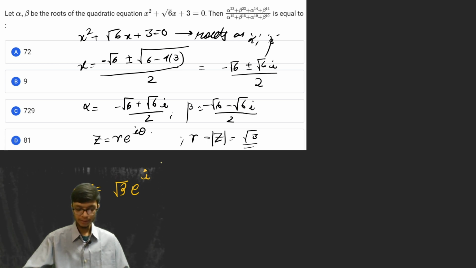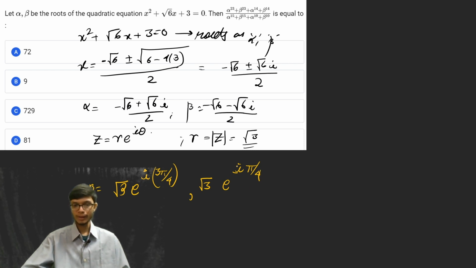For the angles, you can check that in the first case the angle will be 3 pi by 4, and in the second case the minus sign will get cancelled and the angle will come out as 3 pi by 4 in magnitude. Also, you can write this as minus 3 pi by 4. So that can also be a possible scenario.